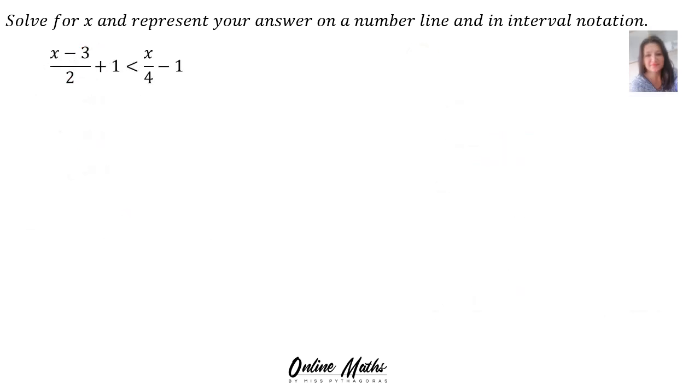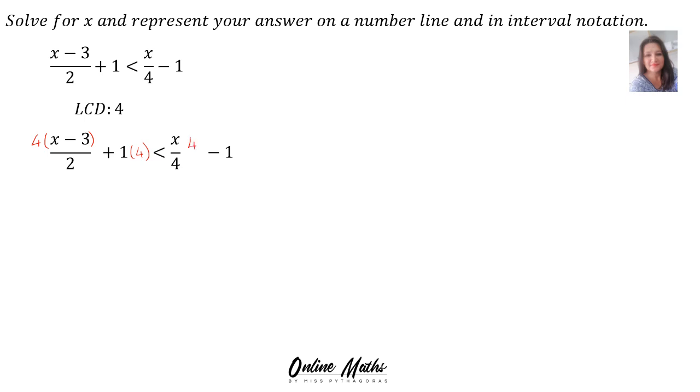Solve for x and represent your answer on a number line and in interval notation. Now you look at that inequality and you find fractions. So in a normal equation you would find an LCD, and that is exactly what you're going to do here. Your LCD is 4. Then what do you do with the LCD?